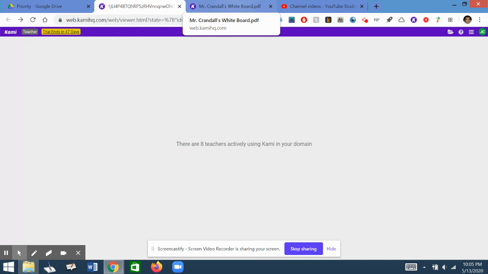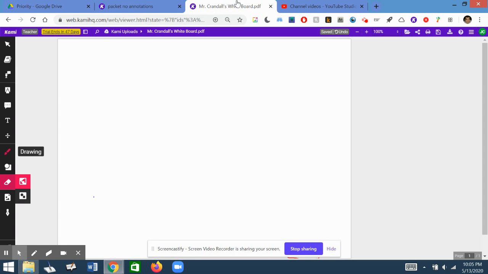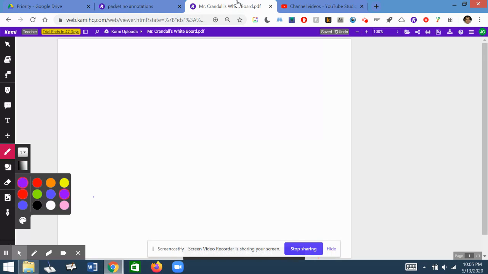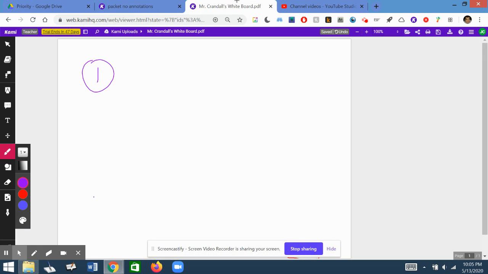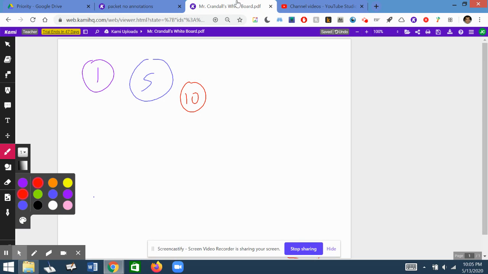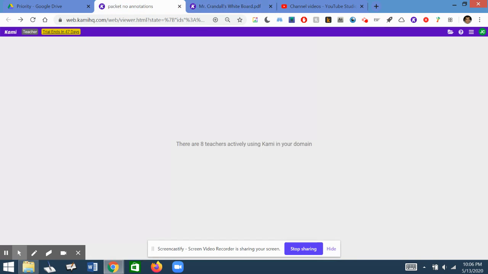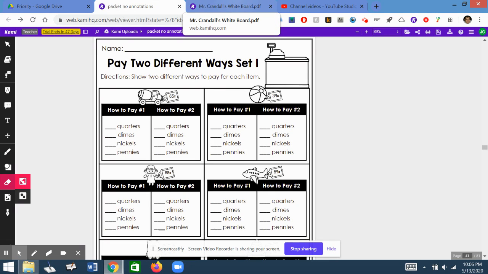So, once again, penny, nickel, dime, and quarter. A penny is one. Nickel's a little bit bigger, it's a 5. Dime's a little bit smaller, it's a 10, and a quarter is a little bit bigger, 25. Now, like we said last time, when we are paying in different ways, we start with the biggest numbers first and then slowly go smaller.